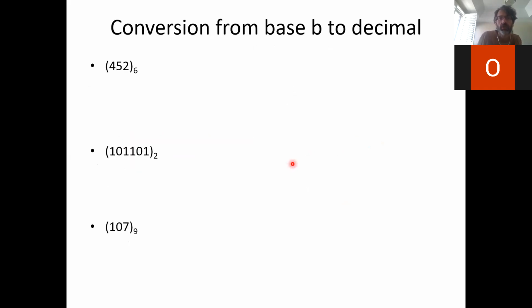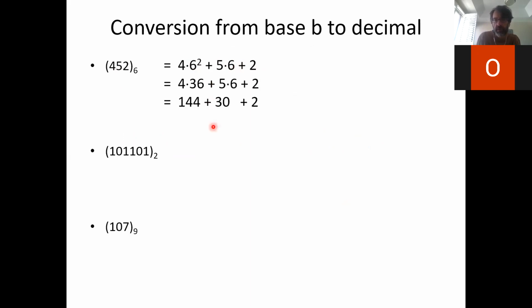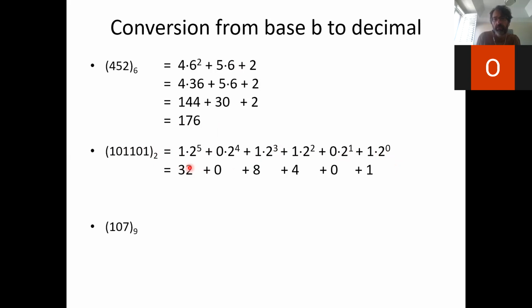Okay, so let's convert some numbers to decimal, right? So 452 base 6, I expand, right? So this is 6 to the 0, which is hidden because it's a 1, and this is 6 to the 1, which is just 6, and then I just multiply to get the number. Here, I actually put explicitly these powers of 2 and put in these coefficients. You can check that I did it correctly, right?